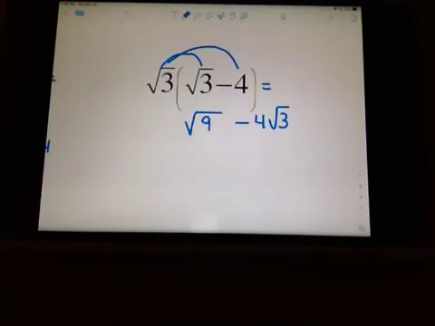Once you multiply, distributive property, or any kind of multiplying you do, you simplify whatever you can. So, the square root of 9, that's a perfect square, that's 3. Minus 4 square root 3. Those are unlike terms, so that's as far as you can go. That's my final answer.